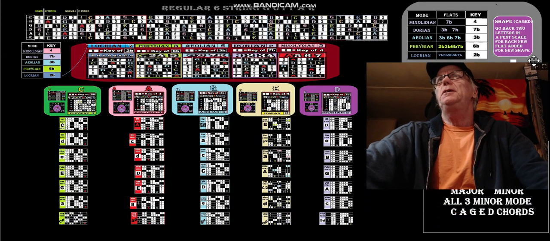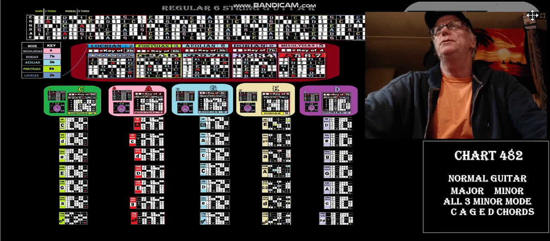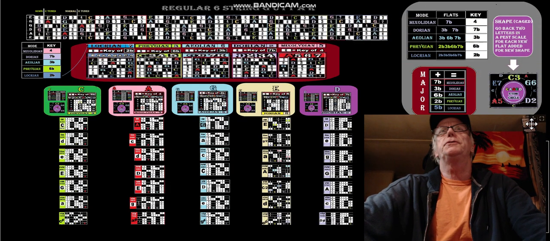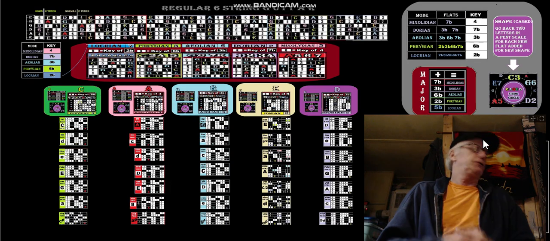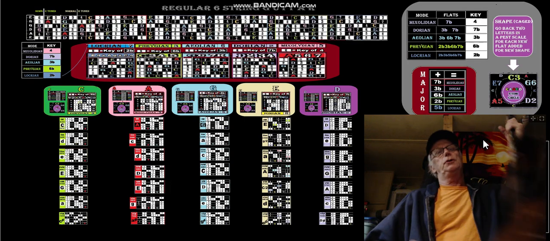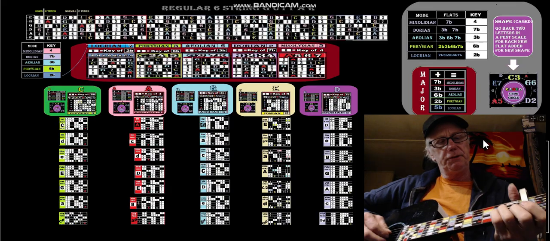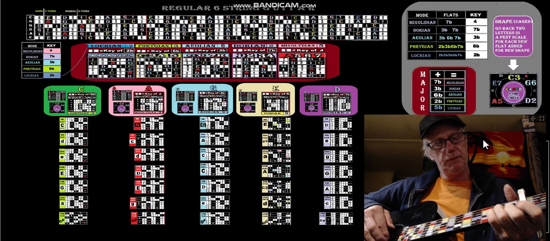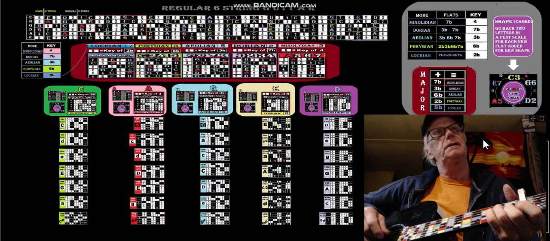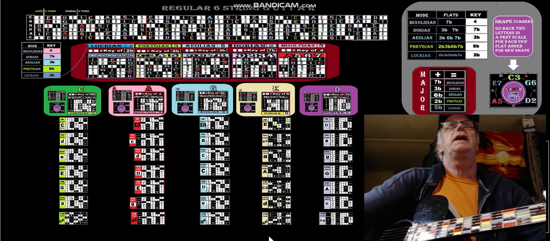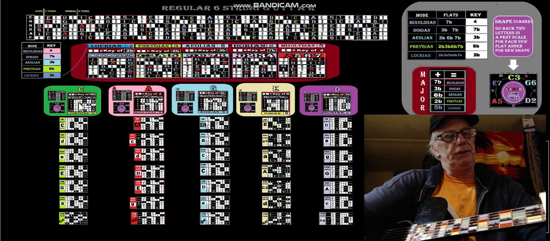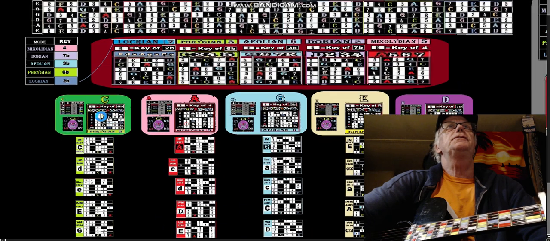Now that we've had a little background, chart 482, normal guitar, major, minor, all 3 minor modes. So how do we determine that? Now we're back to good old regular guitar. How do we determine, if we play an A minor like that, where is that? The chart has it. We're in the C box here. How do we know we're in the C box?